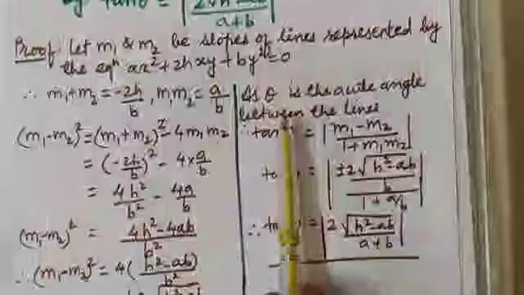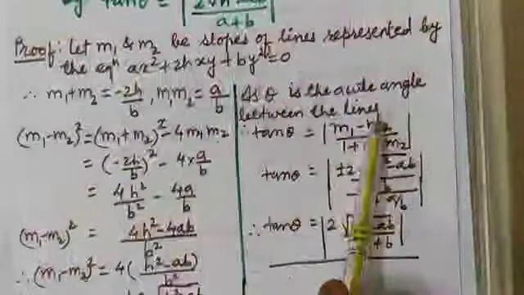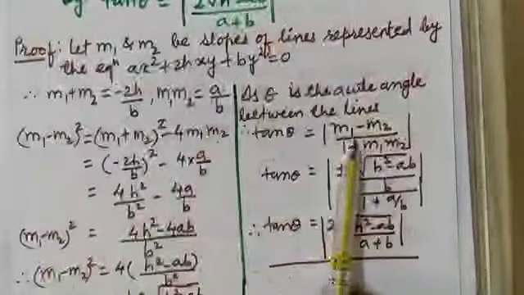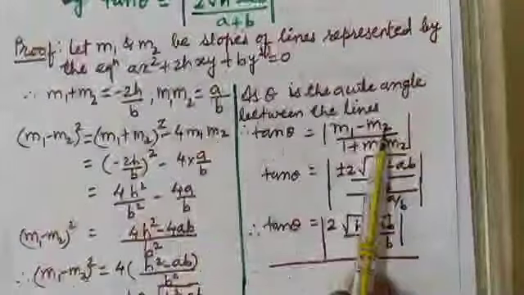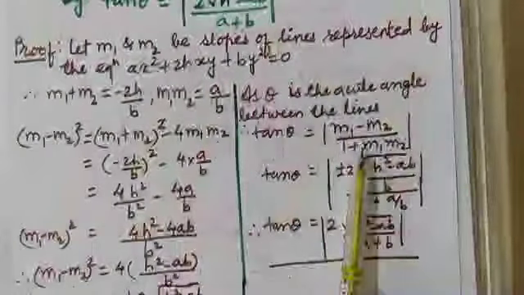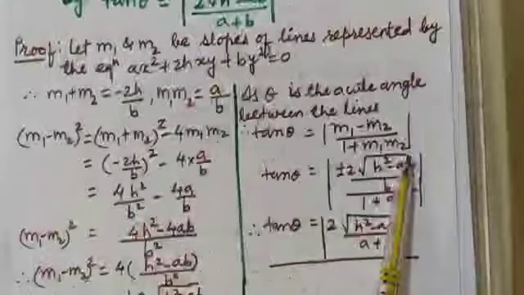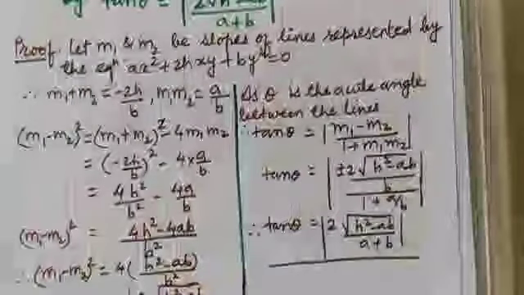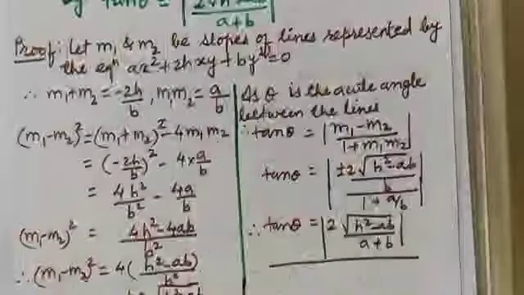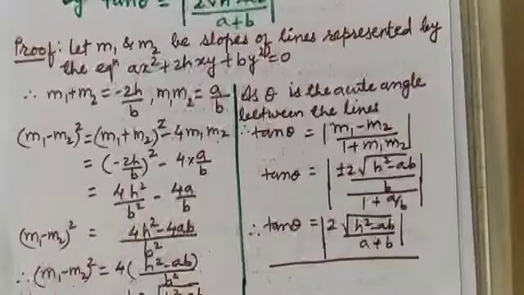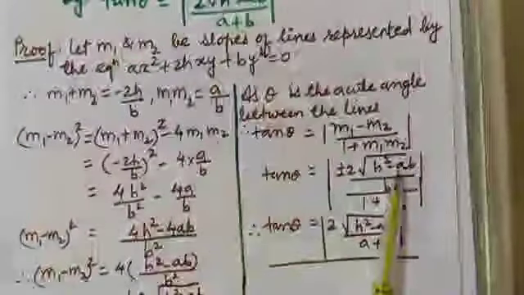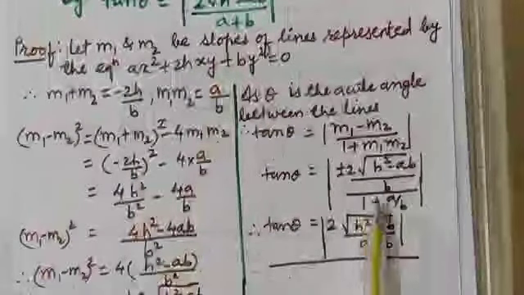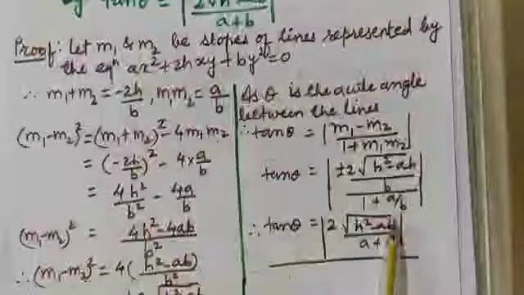Now, as theta is the acute angle between the lines, tan theta is given by the formula m1 minus m2 divided by 1 plus m1 into m2. This is the formula. Now put the values in the formula. We have calculated m1 minus m2 is equal to plus or minus 2 into root of h square minus ab. Put this value in the equation for m1 minus m2, and 1 plus m1 into m2, where m1 into m2 is a by b.